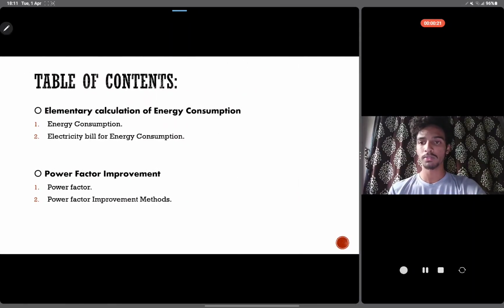These are the two parts which we are going to discuss in this presentation. The first part is about energy consumption and electricity bill, and the second part is all about how to improve the power factor. What are the methods to improve the power factor?